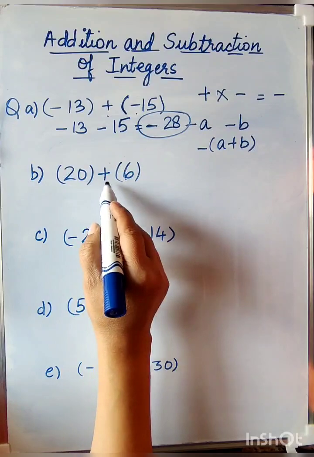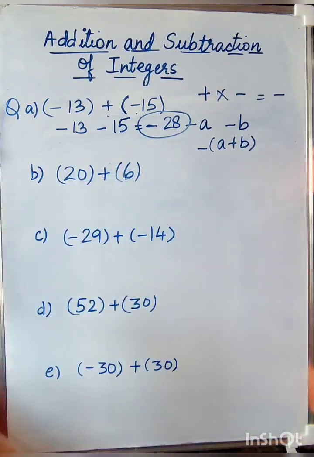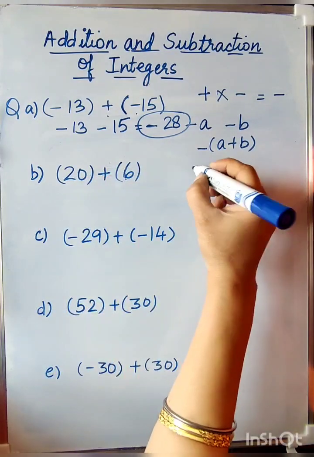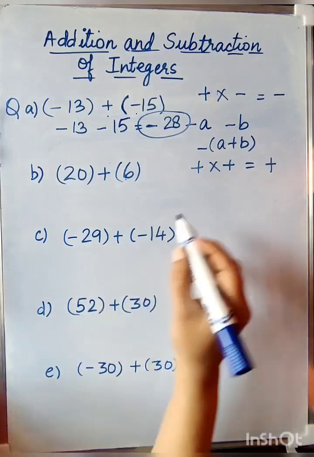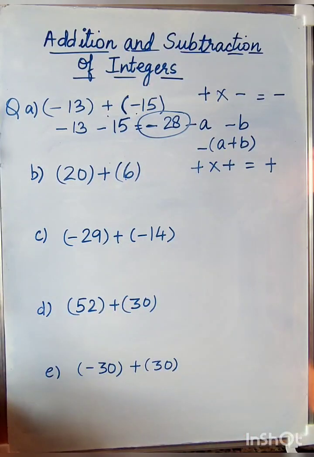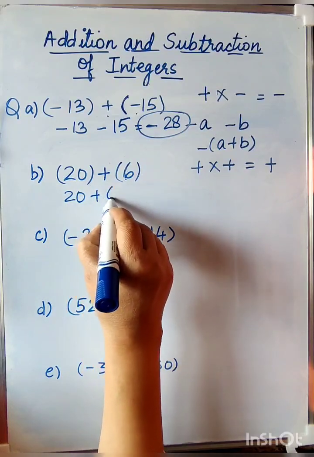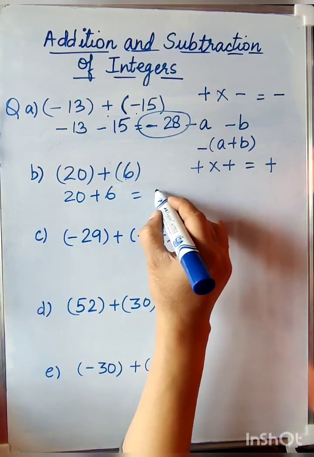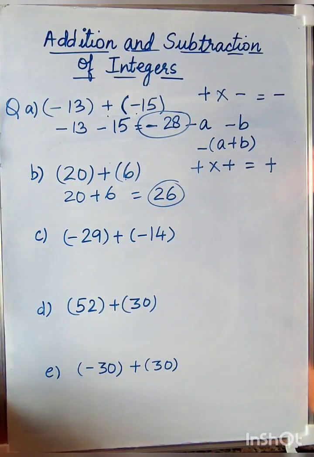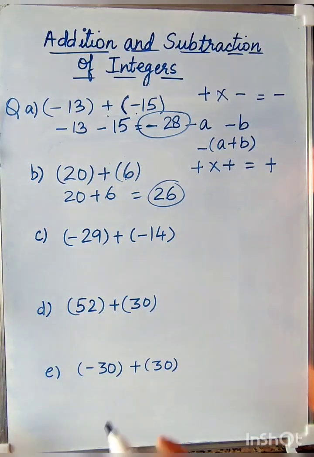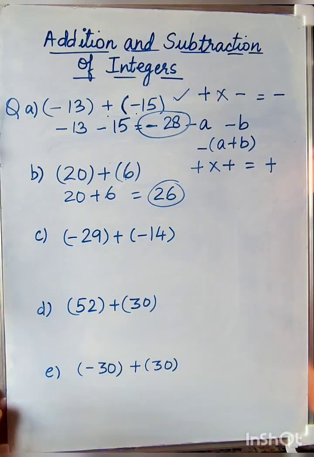Second part, 20 plus 6. When no sign is given, it's understood to be a positive integer. So plus into plus, by the rule of multiplication, gives you plus. Numbers with the same sign give you the same sign, plus. So this is 20 plus 6. Now it's very basic addition. 20 plus 6 gives you 26. Therefore 26 is your answer here. In the C part, we are adding minus 29 and minus 14, just the same as the first part.